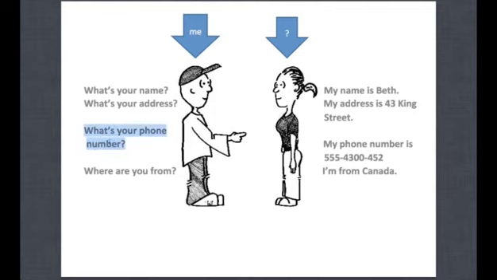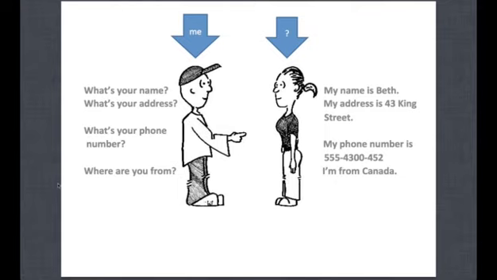What's your phone number? She said, my phone number is 555-430-452. This is her phone number. Okay. Where are you from? She said, I'm from Canada. So now we know why she lives on King Street. The street name is King. Because she's from Canada, they obviously did not put the king's name.